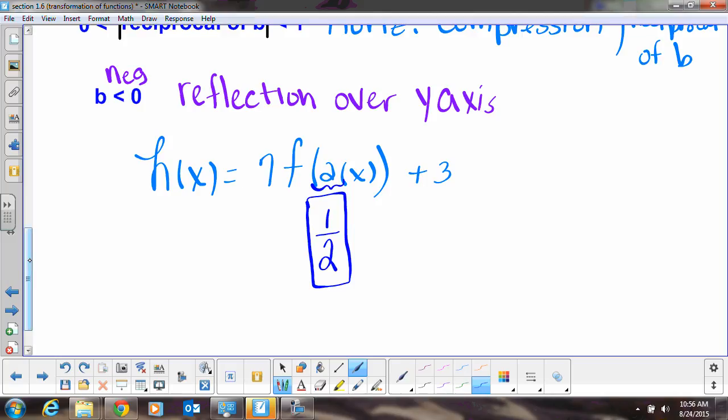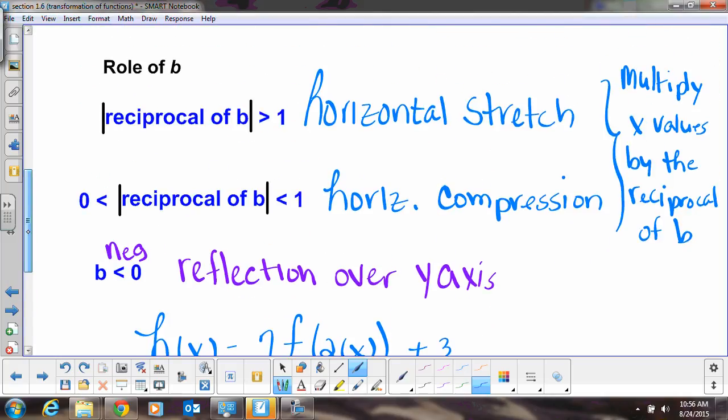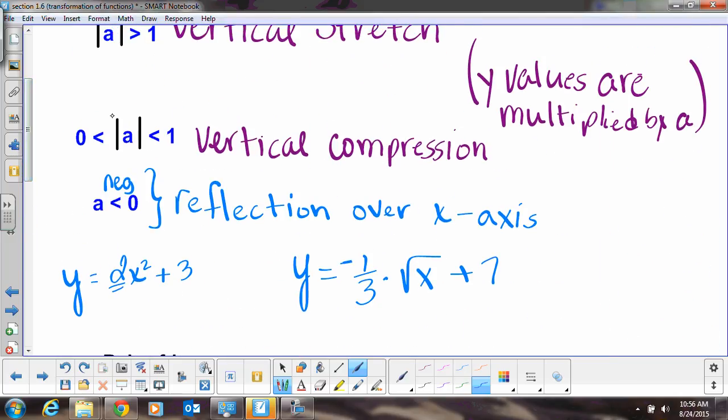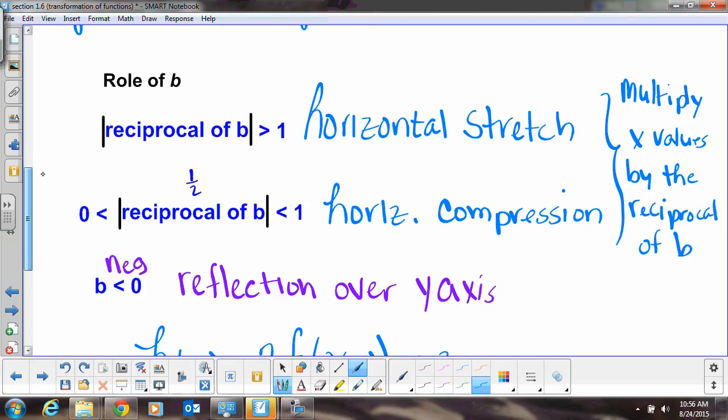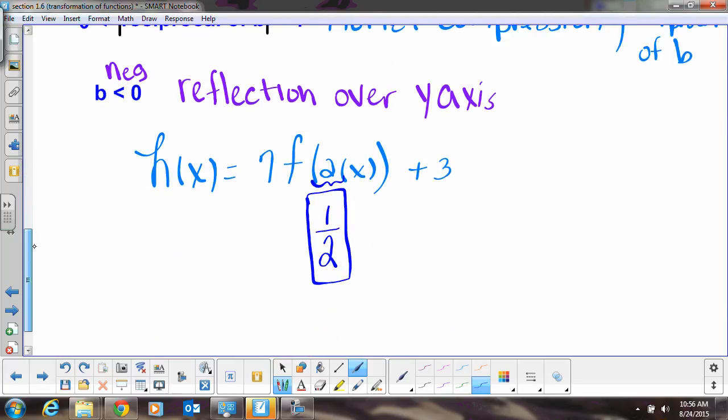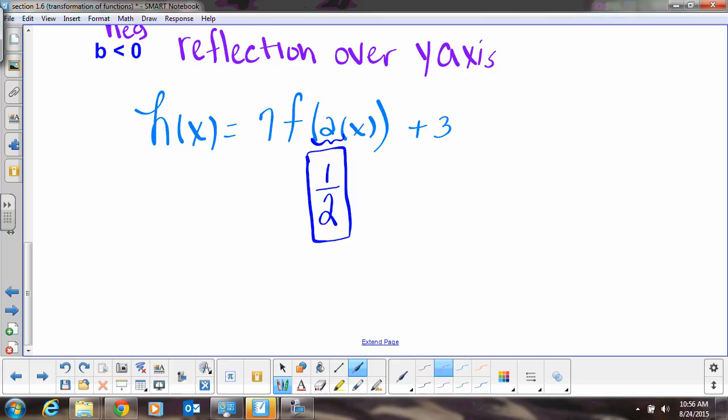Compression. Okay, it is 1/2. I tried to make this so that you could think the same way. Is 1/2 between 0 and 1? You see? And if A had been 1/2, would 1/2 be between 0 and 1? Do you see how I've tried to make them so you can think this one way? But in order to think one way, what do you have to do to B? The reciprocal.